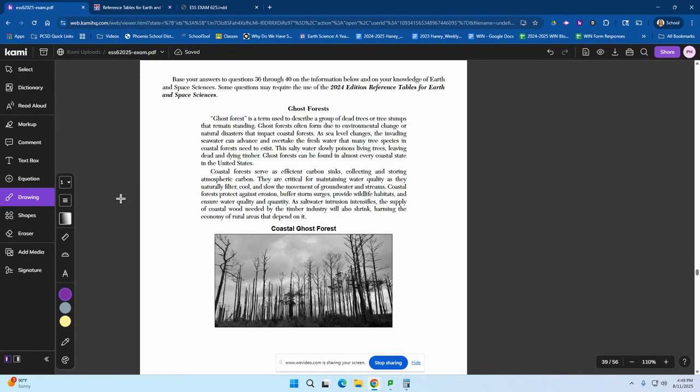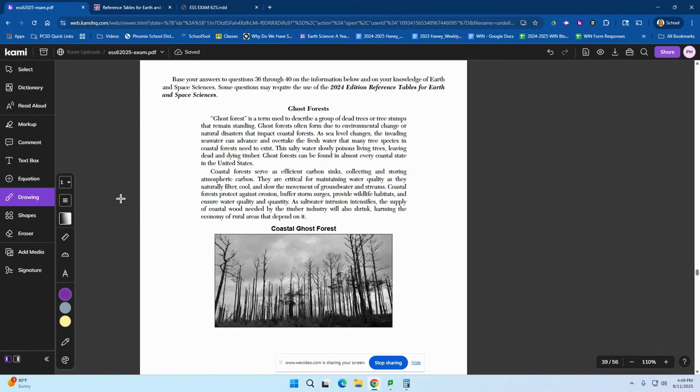Coastal forests serve as efficient carbon sinks, collecting and storing atmospheric carbon. They are critical for maintaining water quality as they naturally filter, cool, and slow the movement of groundwater and streams. Coastal forests protect against erosion, buffer storm surges, provide wildlife habitats, and ensure water quality and quantity. As saltwater intrusion intensifies, the supply of coastal wood needed by the timber industry will also shrink, harming the economy of rural areas that depend on it.